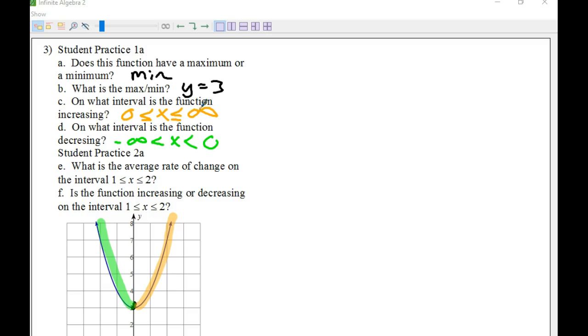I think the most common mistake I've seen as I went around was people putting the y value for the interval, but we remember it was the x value. Okay?